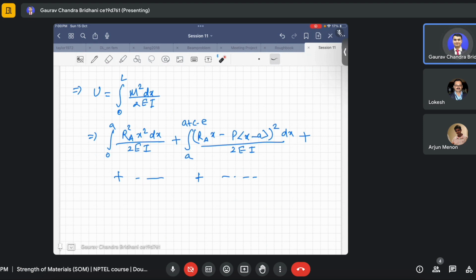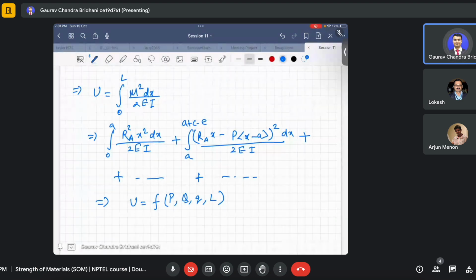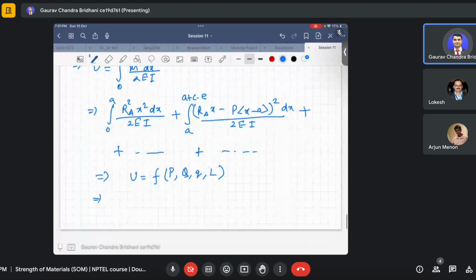So finally we will have something, as I told, u as a function of our capital P, capital Q, small q, which is a fictitious load, and x something, no, x won't be there because we have integrated. L will be there, length, or some other defined length like small a, small b, those lengths will be there. So now what we need to do, we need to find deflection.